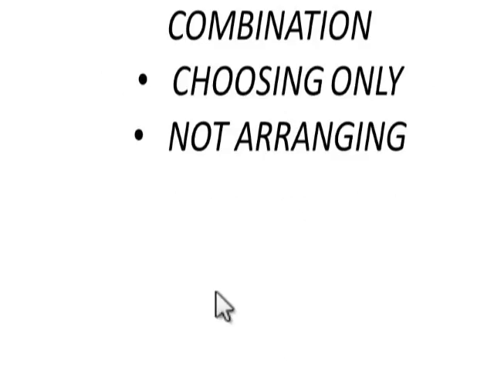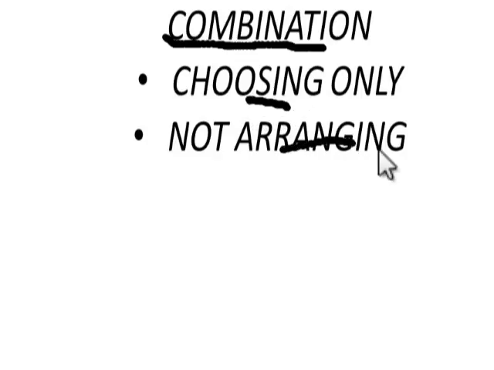So now let's go to the next part, which is combination. Many of us have a problem with combination and permutation. We can't differentiate them. So combination is just choosing only. You choose something out of something, but not arranging. You don't care about the arrangement. Always remember, do not care about arrangement in combination. It is not important.